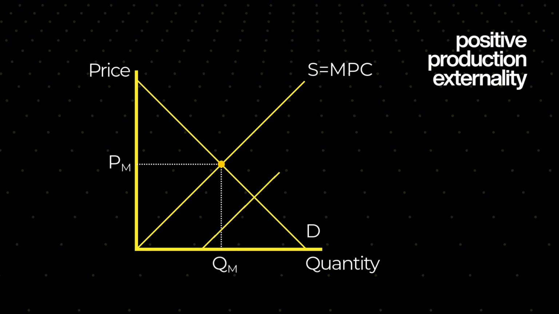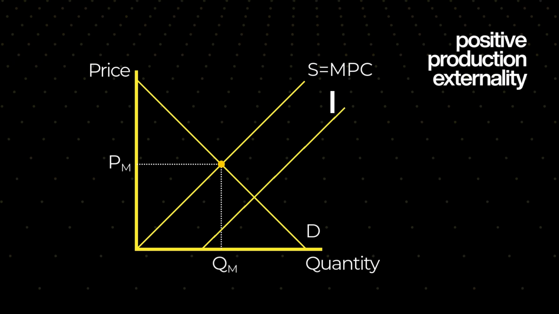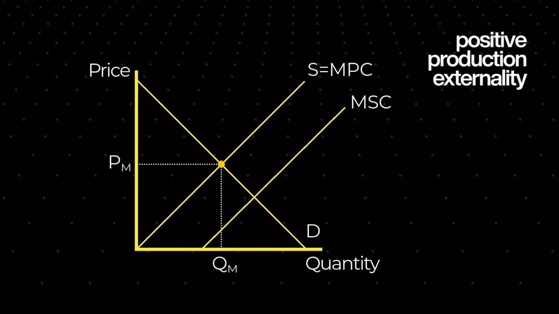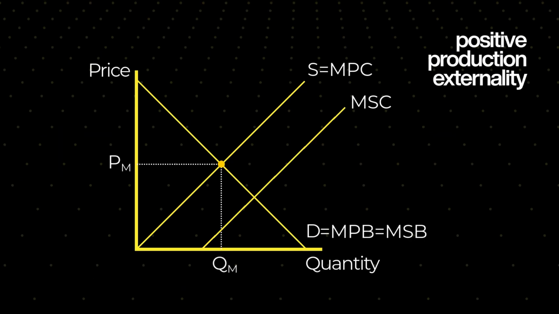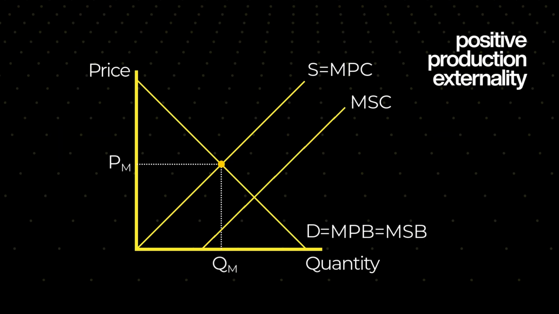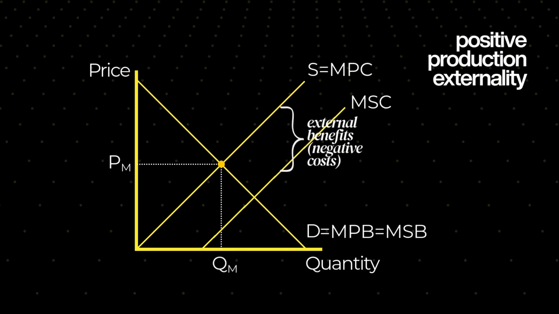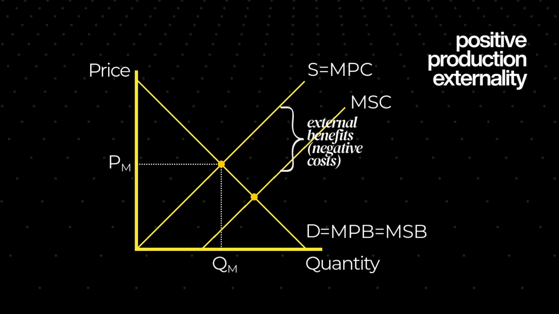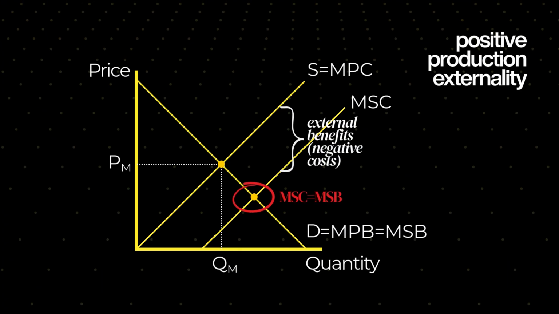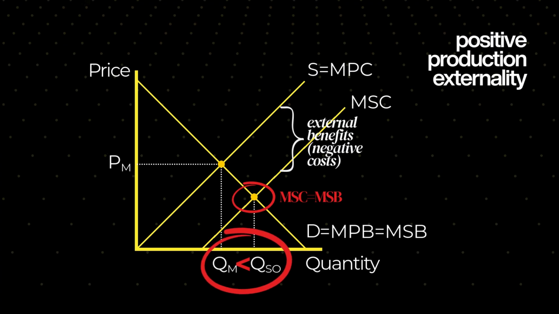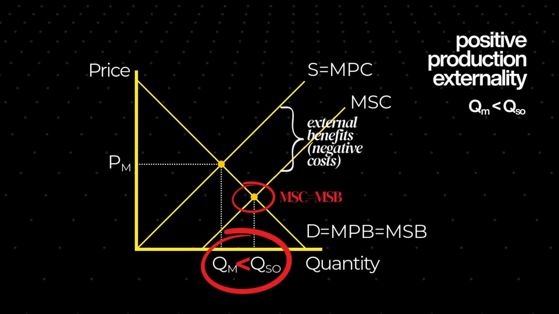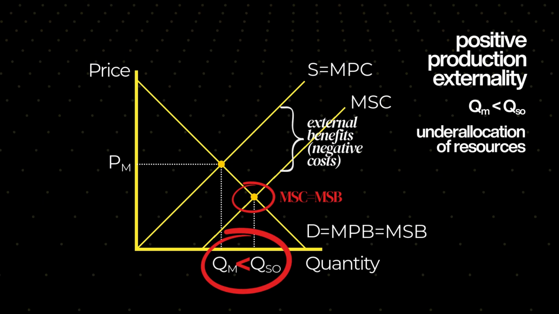So, we draw the MSC curve underneath the MPC curve. And because we're talking about production, the demand curve is equal to both the marginal private benefits and the marginal social benefits. The vertical distance between the two curves is equal to the external benefits. Now we can see that the socially optimum point, which is always found where MSC equals MSB, is here. From the diagram, we can see that the quantity the market is producing is less than the socially optimum quantity. In other words, society wants more, so we have an underallocation of resources to the production of the good.